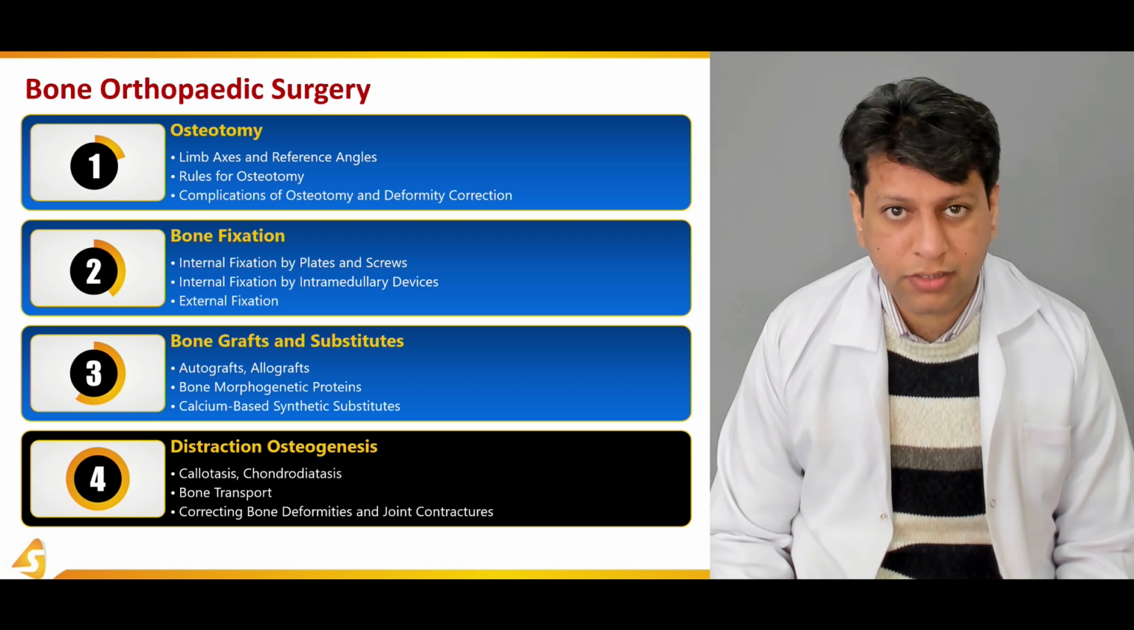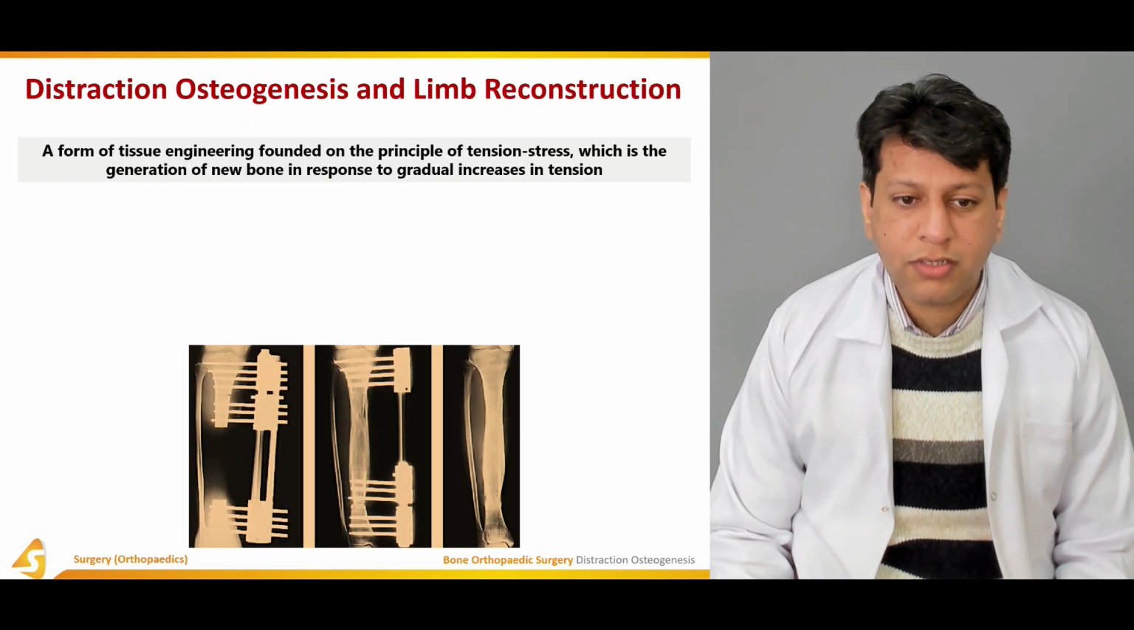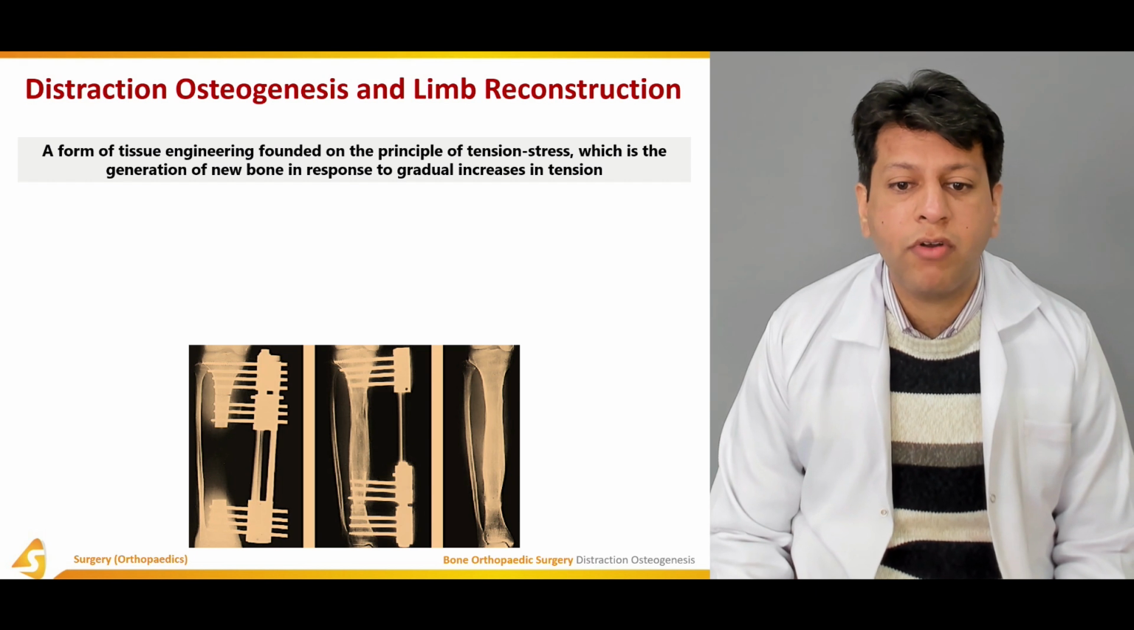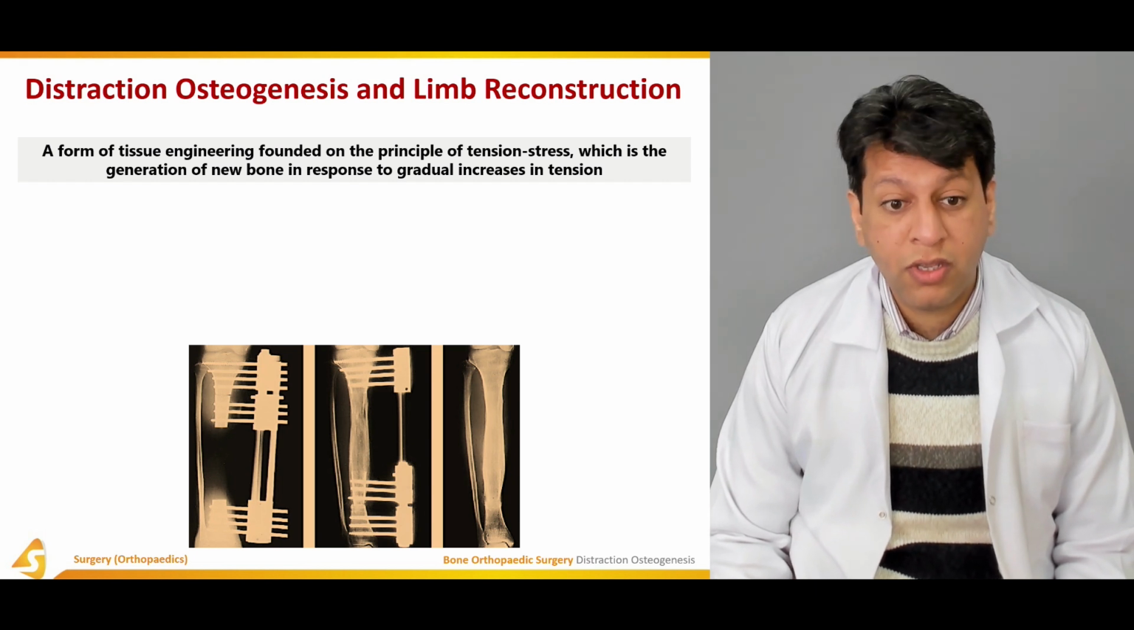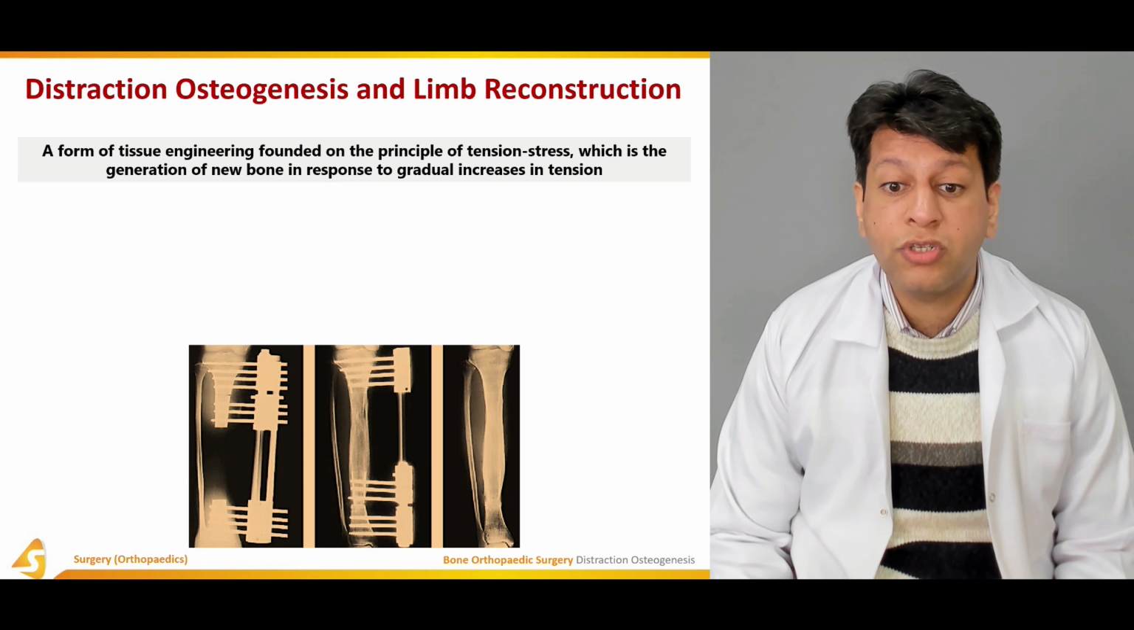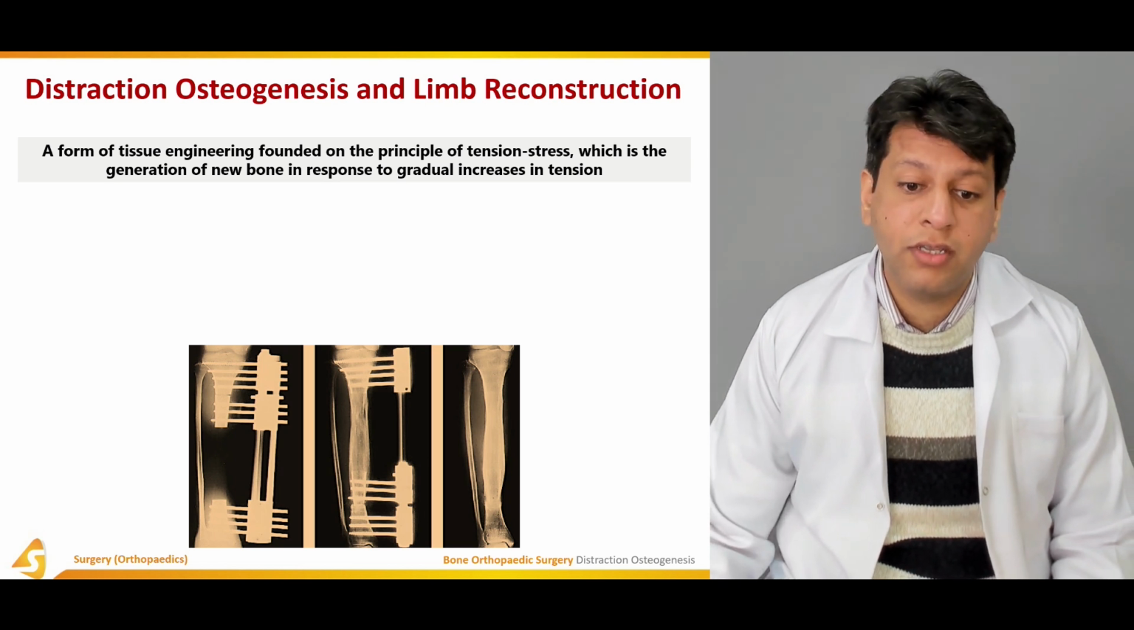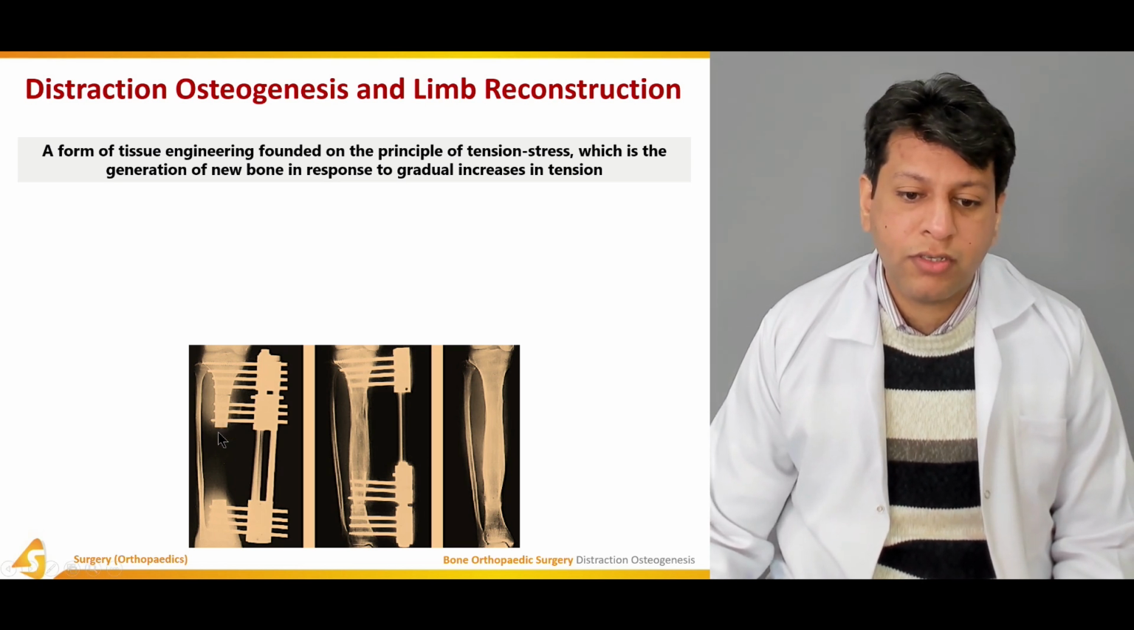and joint contractures. Distraction osteogenesis is actually a form of tissue engineering founded on the principle of tension stress, which is the generation of new bone in response to the gradual increase in tension. This will result in bone growth and bone transport by use of distraction osteogenesis.